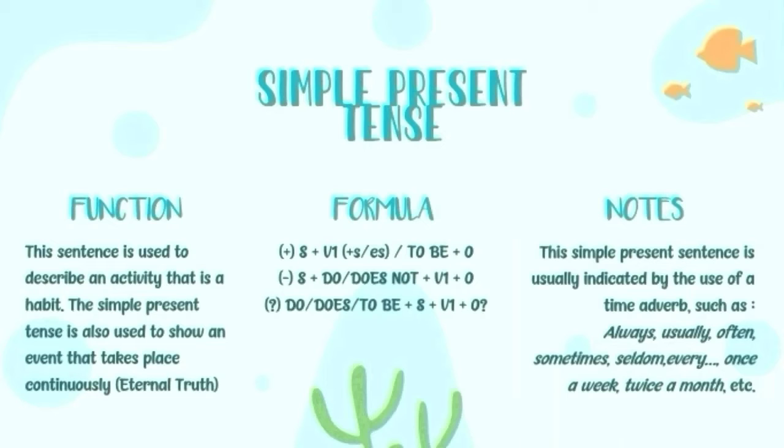The formula that simple present tense uses is, when it's a positive form, subject plus verb 1 with s or es, or to be, plus object. When it's a negative form, subject plus do or does not plus verb 1 plus object. And when it's an interrogative form, do or does or to be plus subject plus verb 1 plus object.